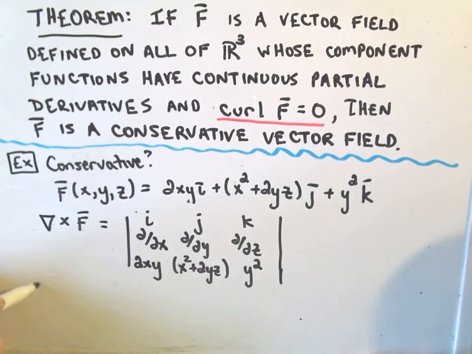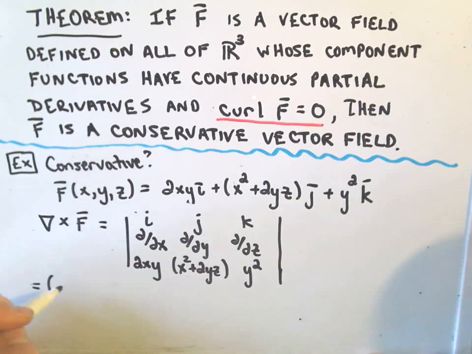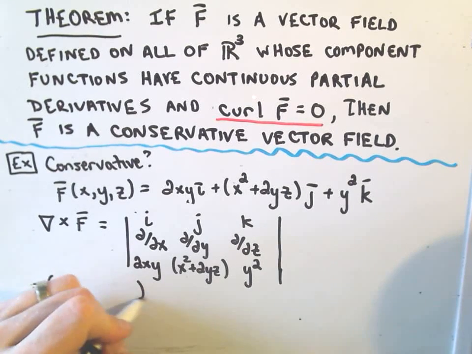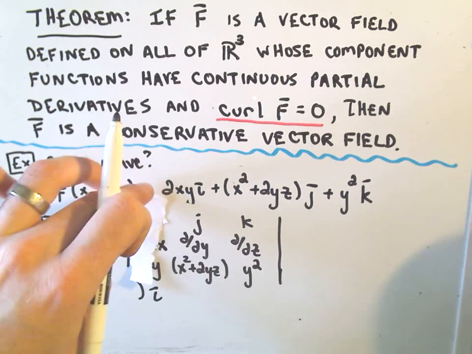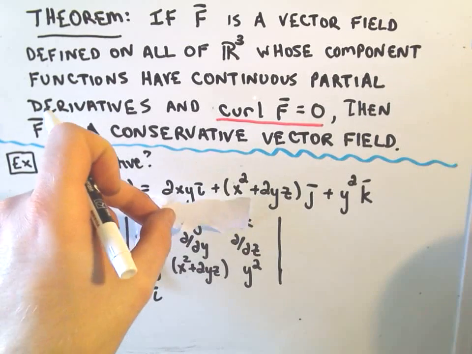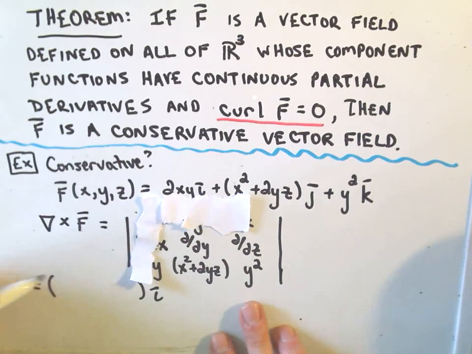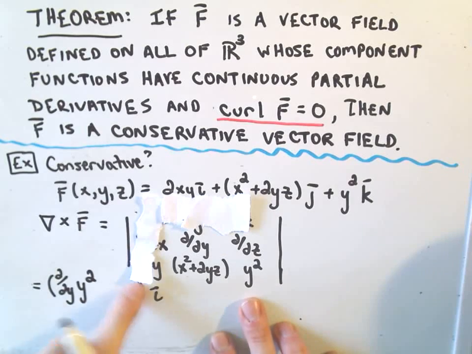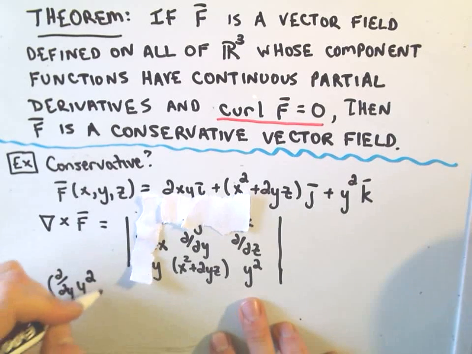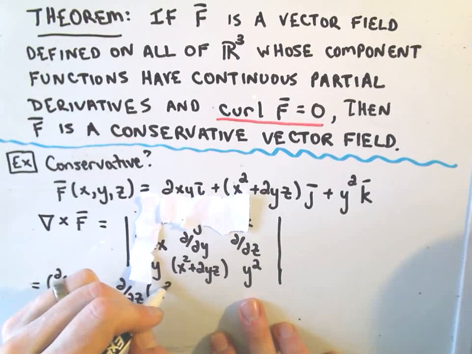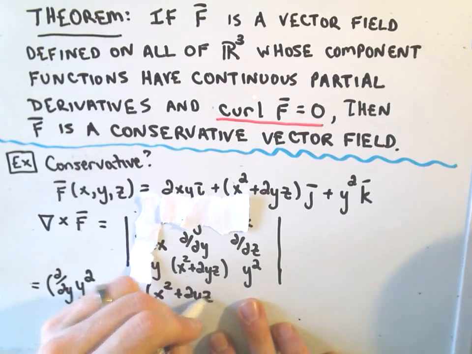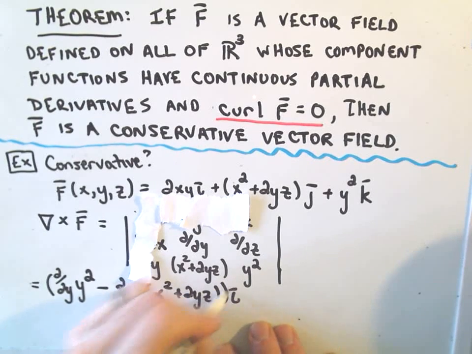So we've got to calculate the part that goes with the i component. Remember how to compute a cross product: I basically cancel out the i column and the i row in my head, and then we've got a little 2x2 determinant to compute. So we take the partial with respect to y of y squared, and then we subtract away the partial with respect to z of x squared plus 2yz. That's going to be the i component.